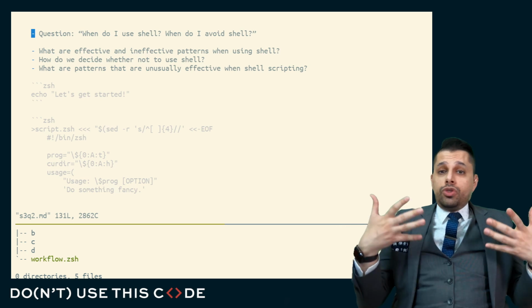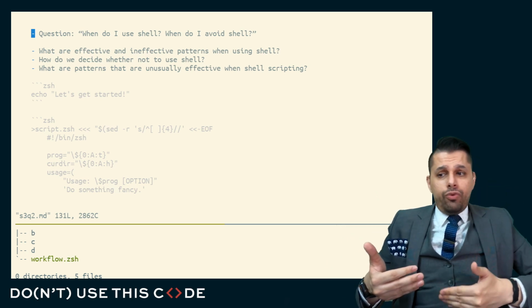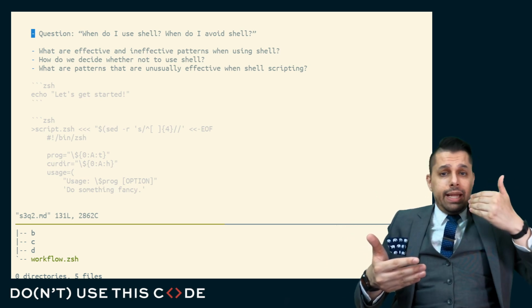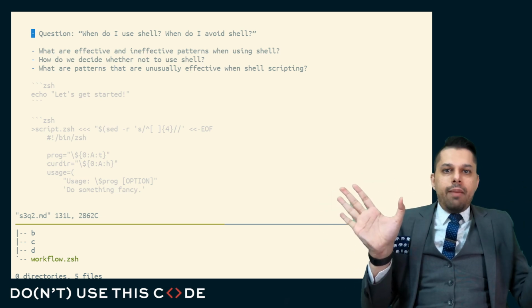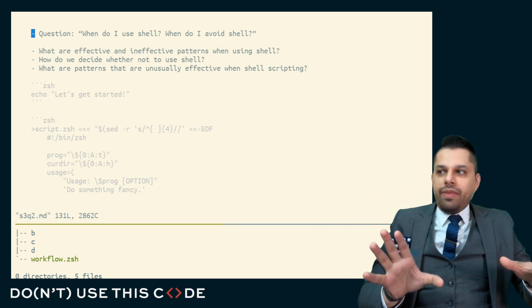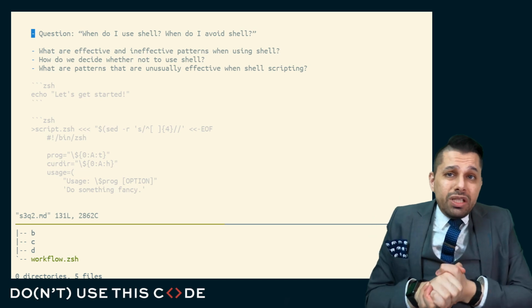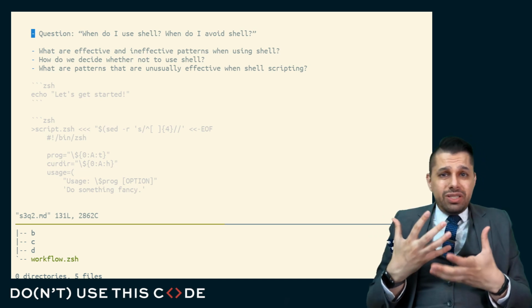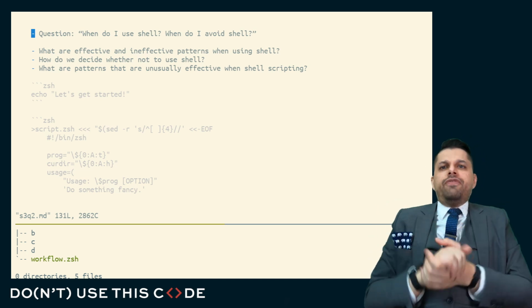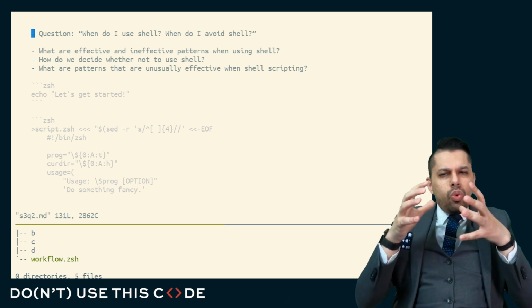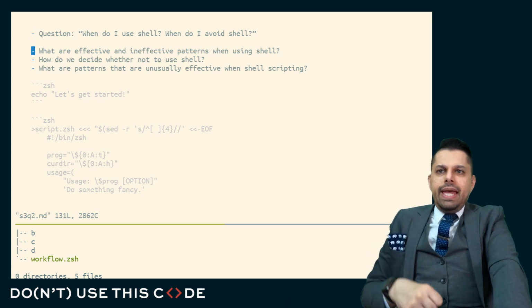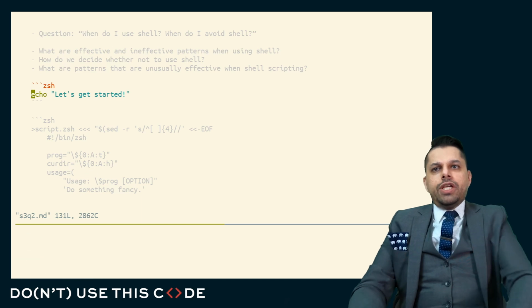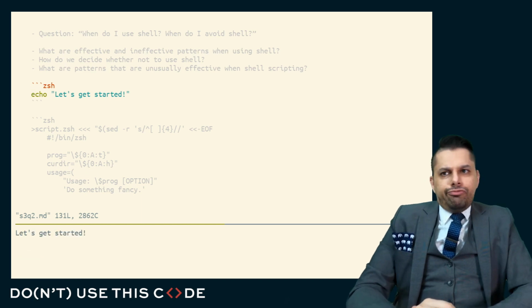Because for other tools, like make, we have a hard barrier. If I need to do something that needs complex control flow, nope, make is a dead stop. Don't even go down that path in the first place. What's the equivalent for shell scripting? And what patterns tend to be unusually effective when you're using shell scripting? What is that sweet spot? Let me show you an example of a shell script that I might write.